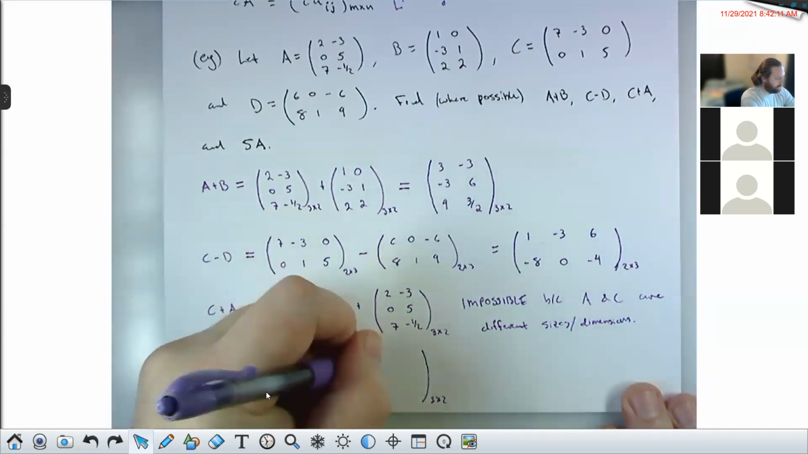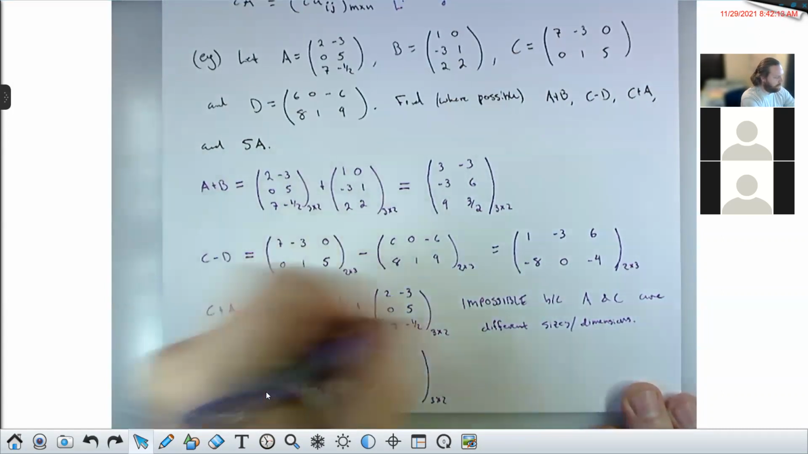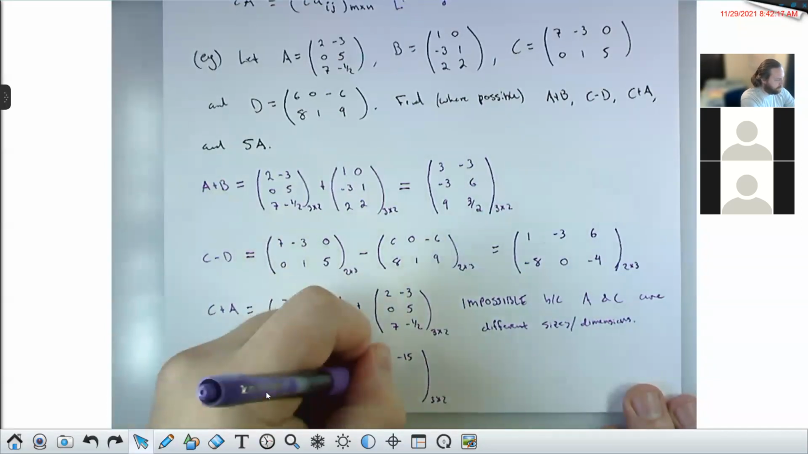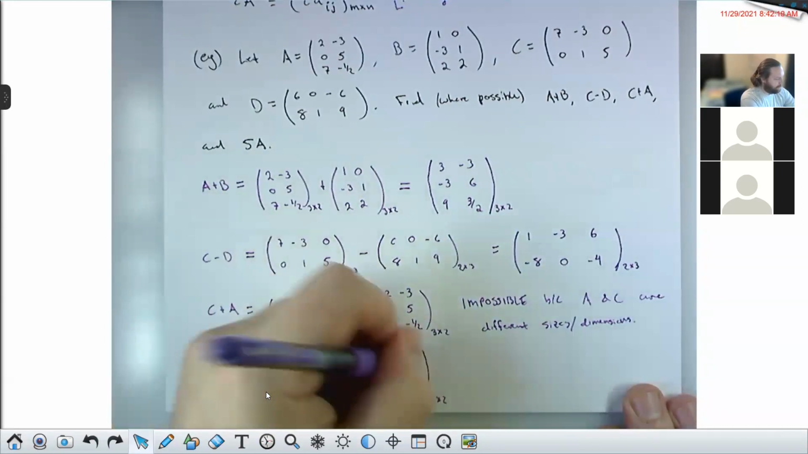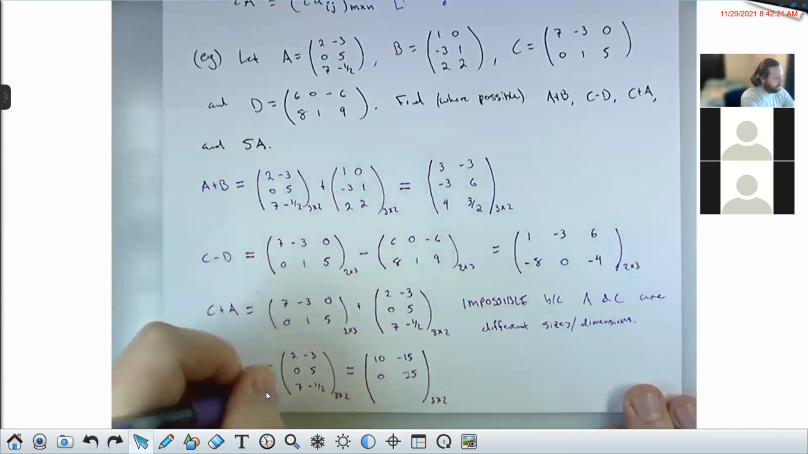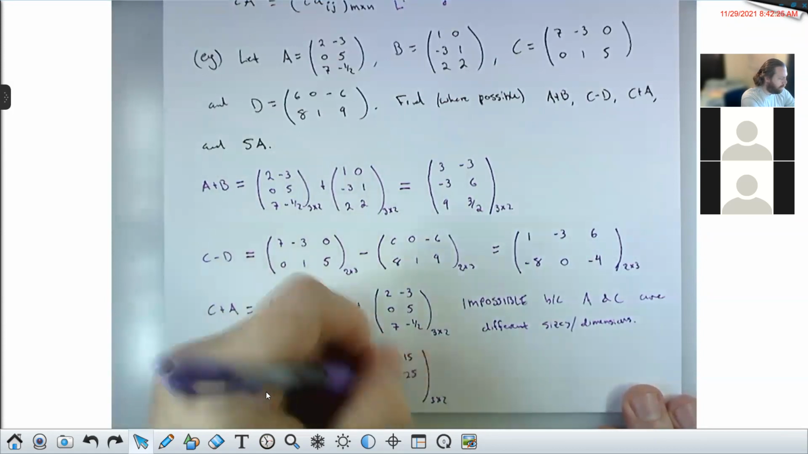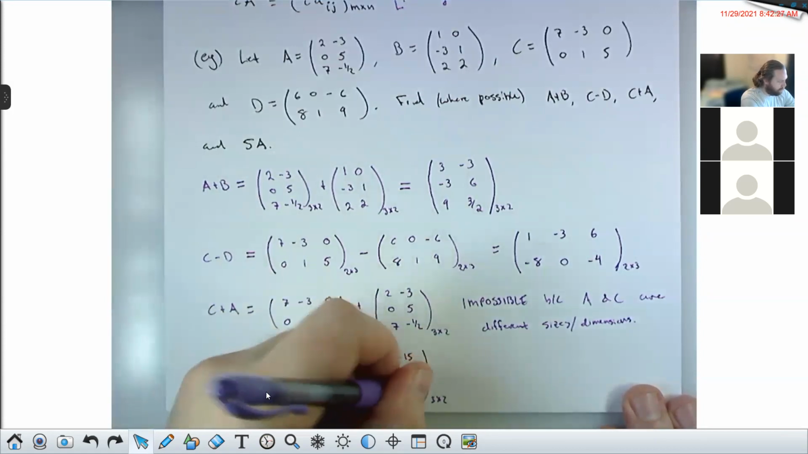So 2 times 5 is 10. -3 times 5 is -15. 0 times 5 is 0. 5 times 5 is 25. 5 times 7 is 35. And 5 times -1/2 is -5/2.